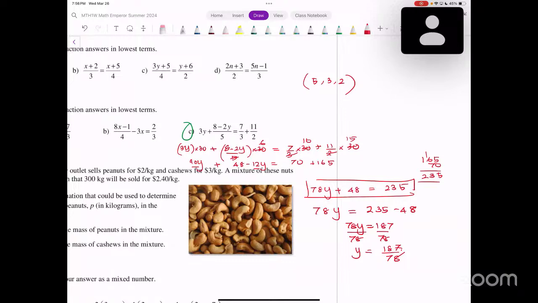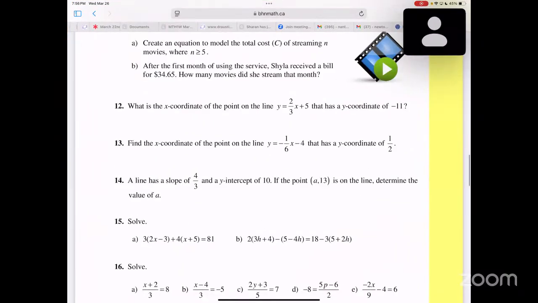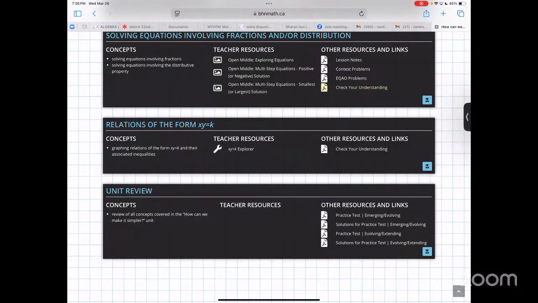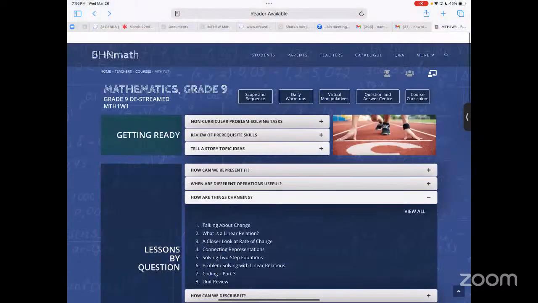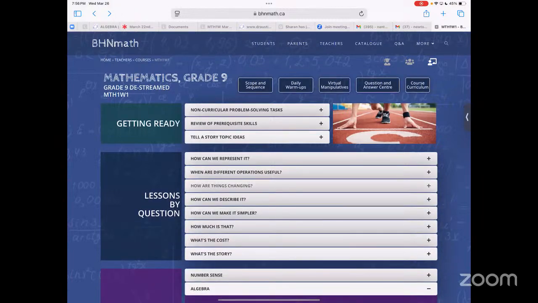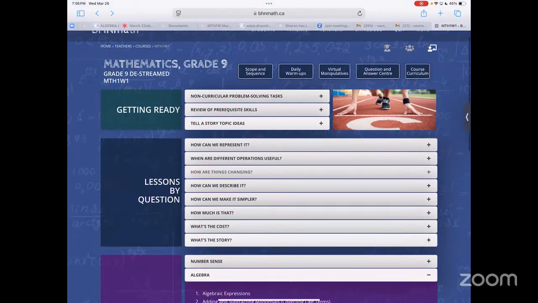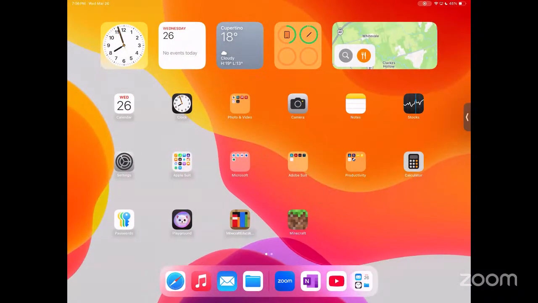Are you guys following that? Okay. I'm going to be sending you guys a link. This is basically called the BHN Math. This is the official textbook for the new grade 9 curriculum. So I'm going to be sending you the link. It's a great resource and very easy to access. So I'm going to tell you what your homework is.